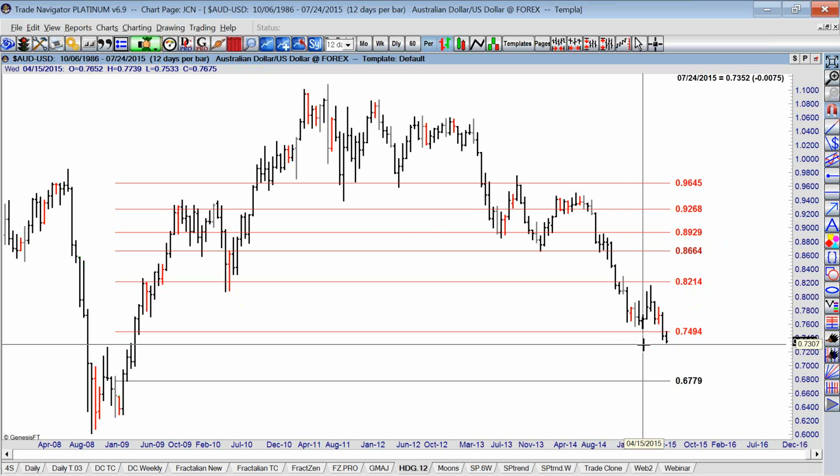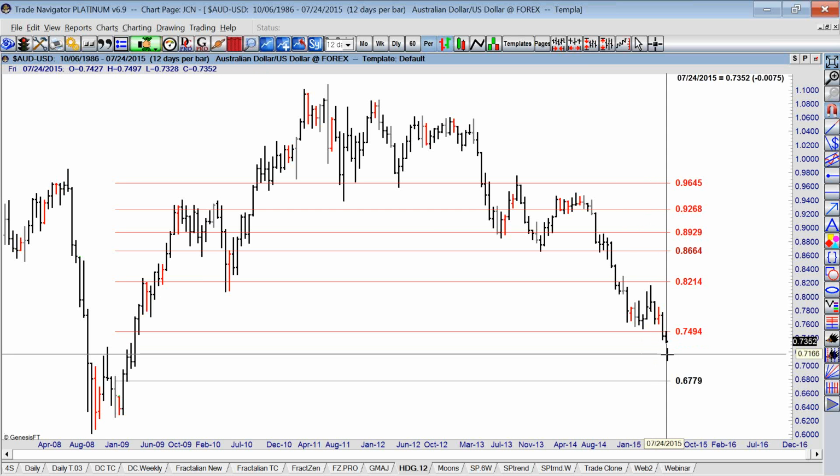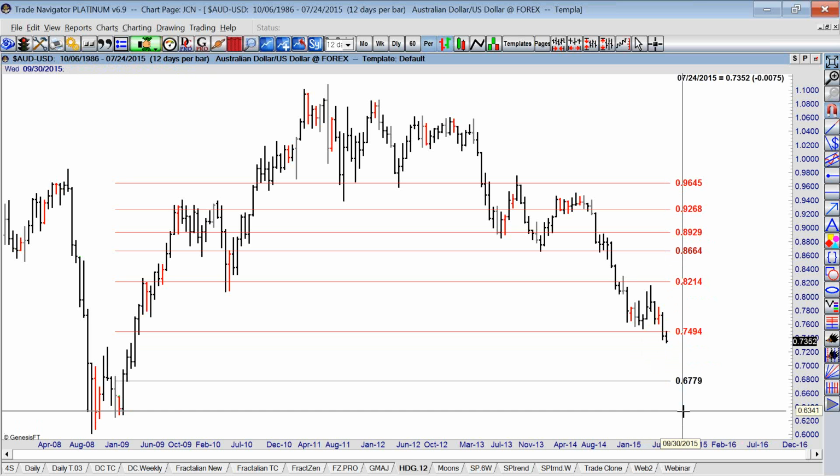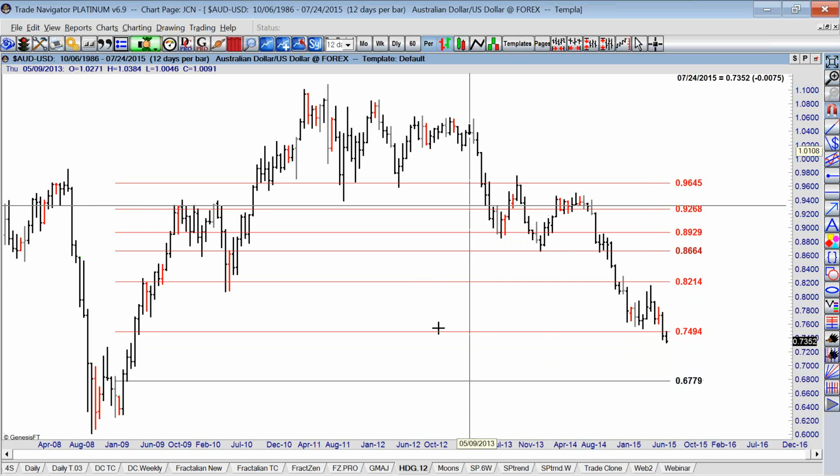Found the 74.94, turned a bit before it. Turned at 75.33, is telling us it's bullish at that stage. Little rally up, didn't make the 82, and now it's taken that out. The next number in this sequence is 67.79.